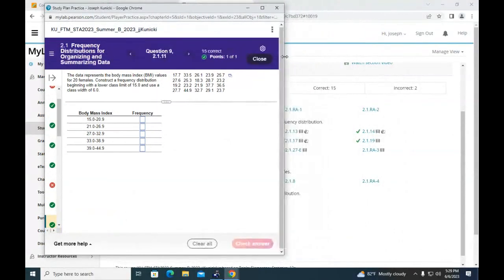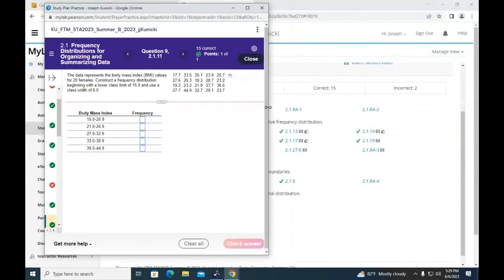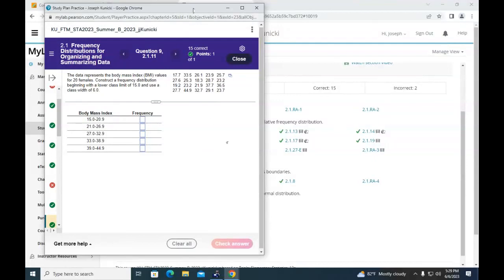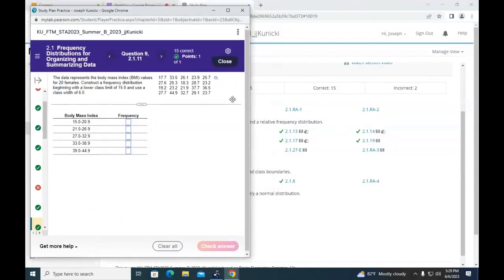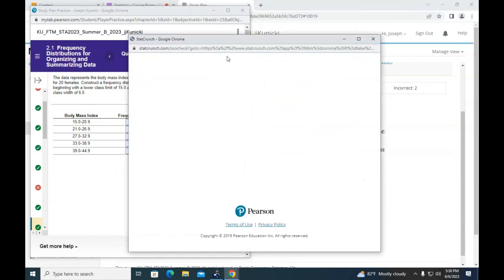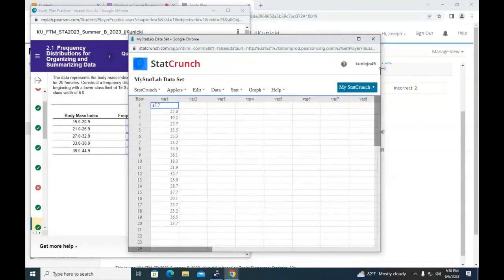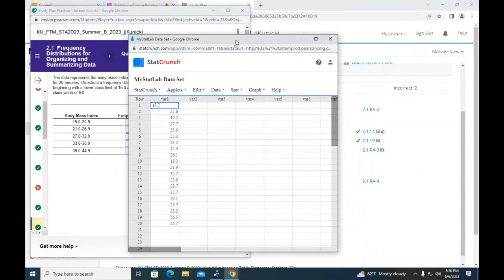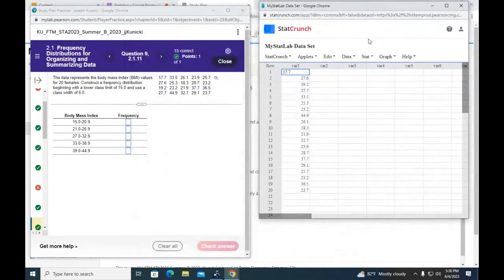Now they want us to fill in the frequencies. I'll show you two ways to do this. And here's our first chance to learn about StatCrunch. StatCrunch is our calculator inside and the data. If you click on those double rectangles with your left click, it says open StatCrunch, Clipboard, Excel. We want StatCrunch. So here's StatCrunch.